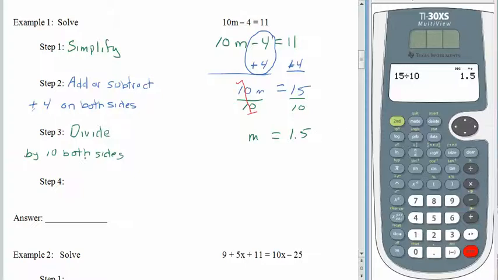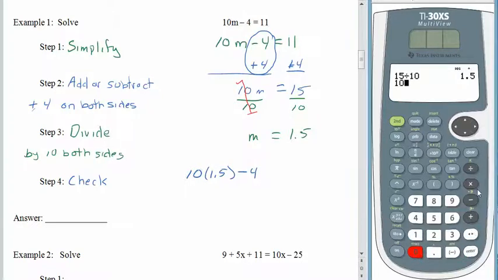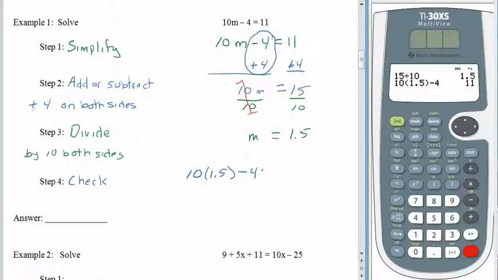All right, let's see, last step, of course, is to check. And so we take this 1.5 and put it back into the original equation where the m was. All right, let's check. If we have 10 multiplied by 1.5 and then subtract 4, do we get 11? Yes, we do. This works, and we've found our answer.